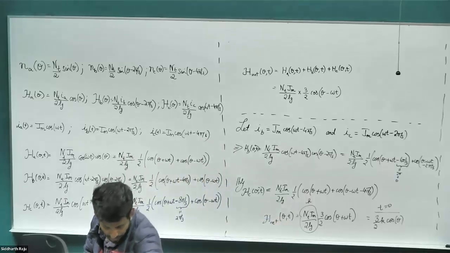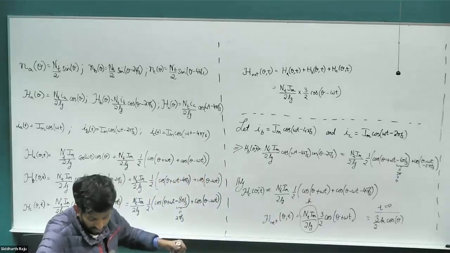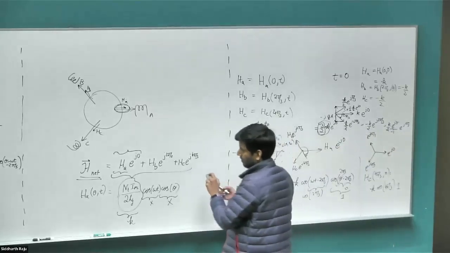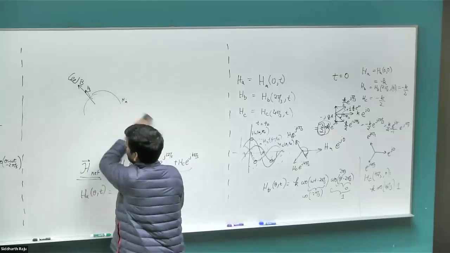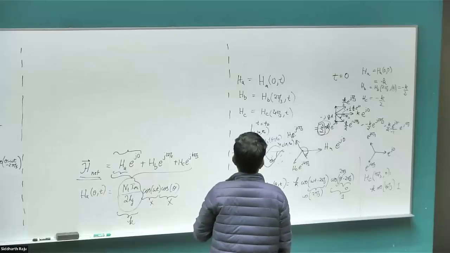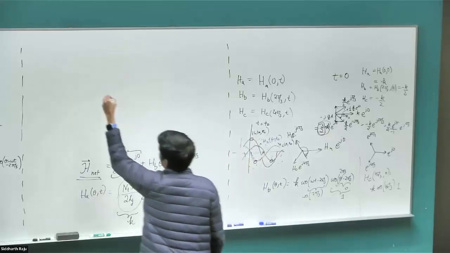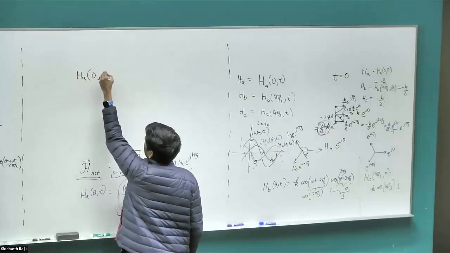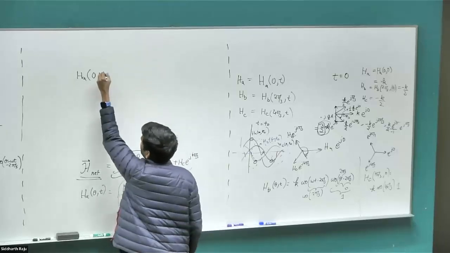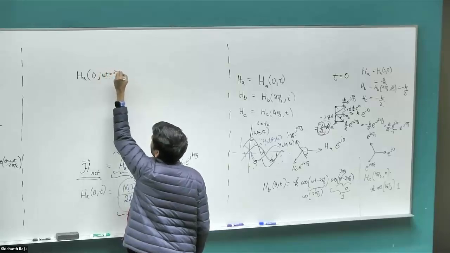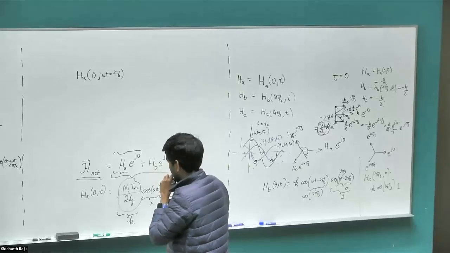Let me do for some other angle now, because it could have just been a random one-off case where it just matched up. So let's do one more case and see if it's really true. Let's do 120 degrees. So we have HA of theta equal to 0 at time omega t equal to 2 pi by 3. So that's what we are going to be calculating it for.